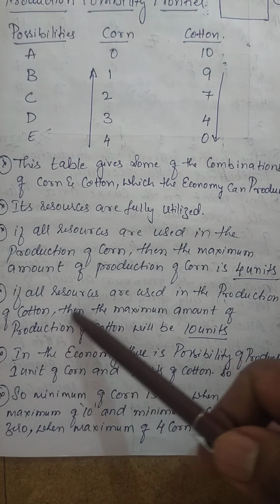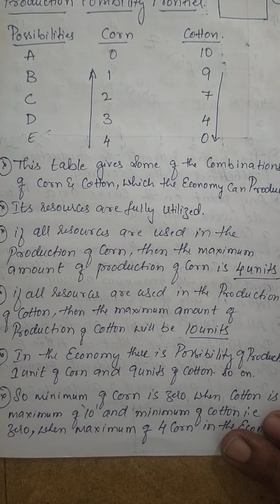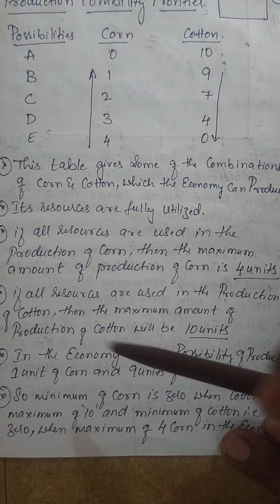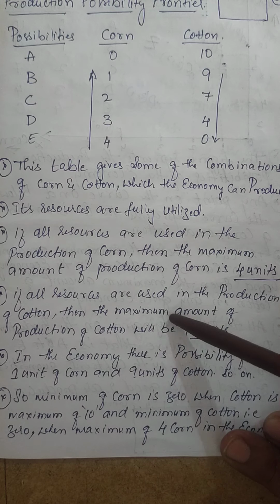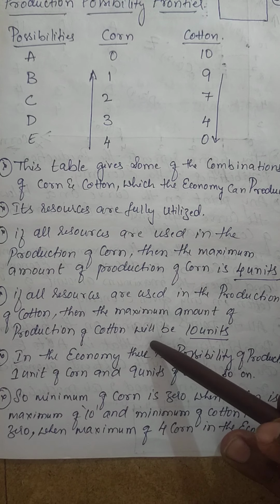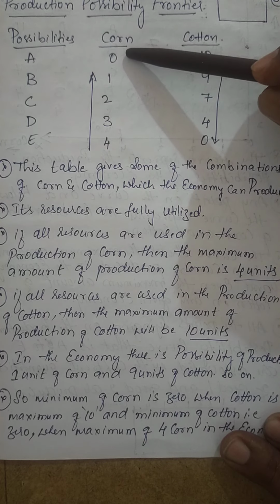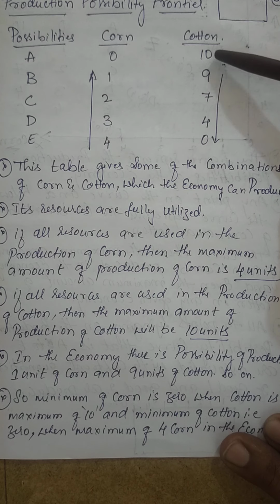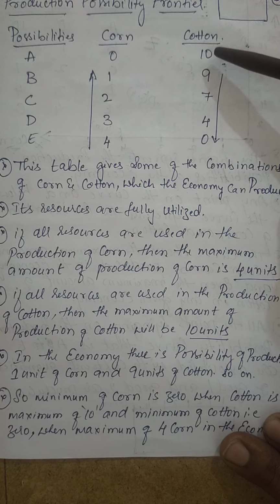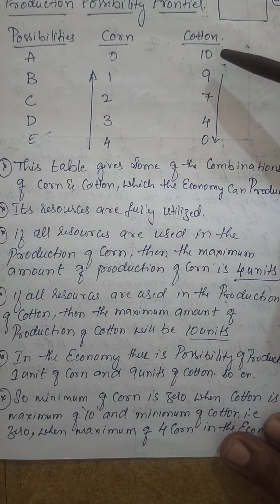Next, if all resources are used in the production of cotton, now coming to the second product, which is the second combination. If all resources are used in the production of cotton, then the maximum amount of production of cotton is how much? 10 units. See here, starting nothing is being grown in the corn, whereas cotton has 10 units of production, which means they have completely utilized the entire resources and produced the maximum amount of cotton. Yes, so that is a point.